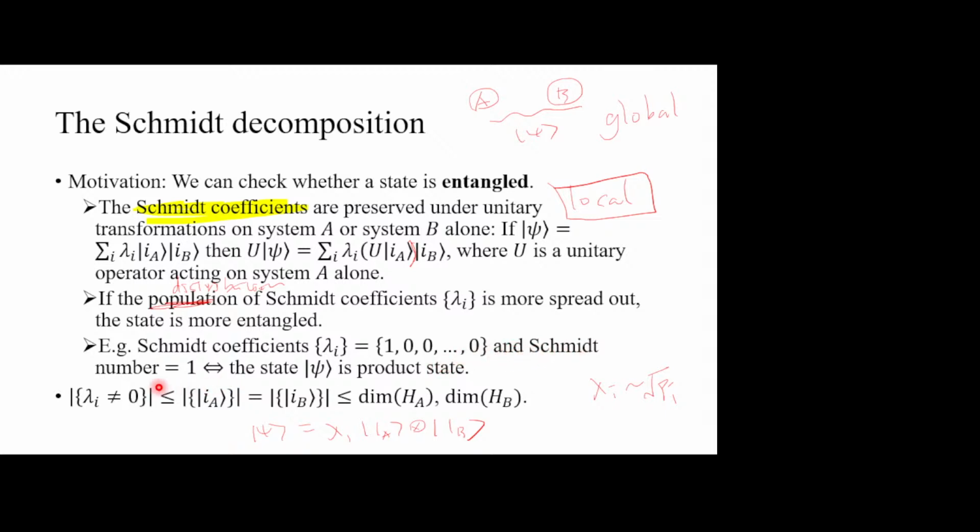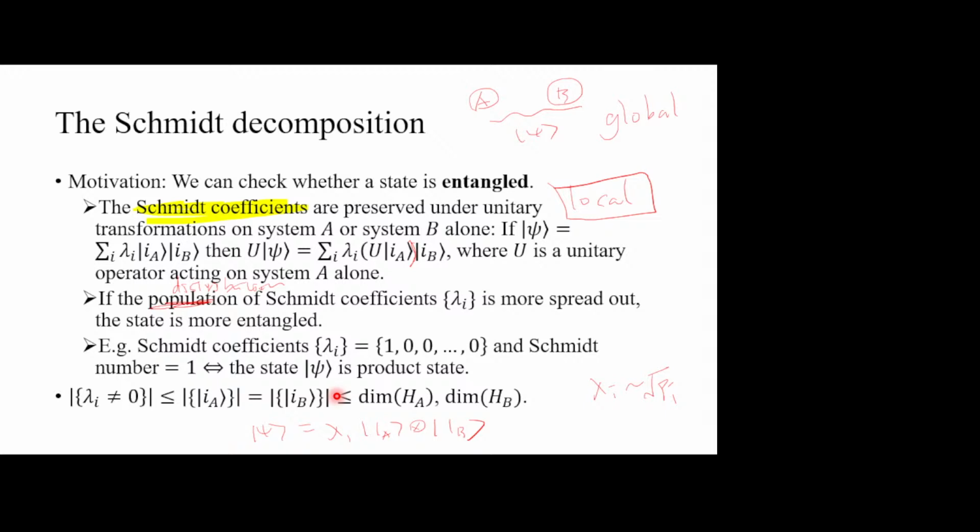But the Schmidt number is, I want to say, a very unstable way to characterize entanglement, and when people actually want to calculate a number for entanglement, they don't use the Schmidt number. But that's outside of the scope. The Schmidt number is good to tell whether a state is a product state or not, because the Schmidt number is 1 if and only if the state is a product state.